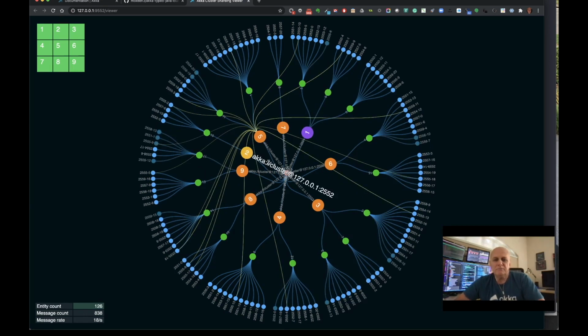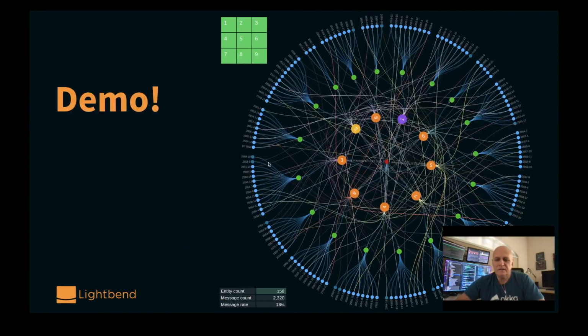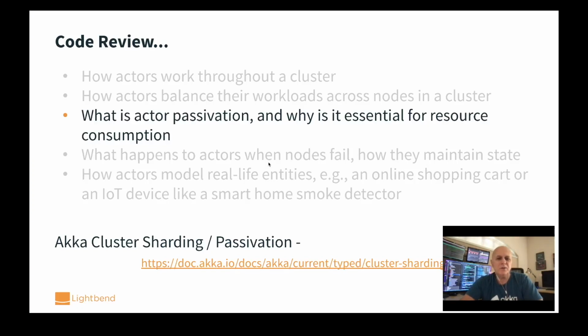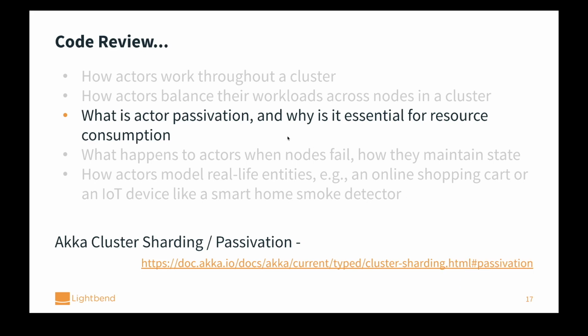So now we've got it running, and we'll go back to the slides, and we're going to jump into the part on passivation. With passivation, especially with cluster sharding, you start up actors, and they get started up when messages get sent to them by cluster sharding as part of the abstraction. But what about getting rid of these actors when nothing's happening? They're not receiving any messages anymore.